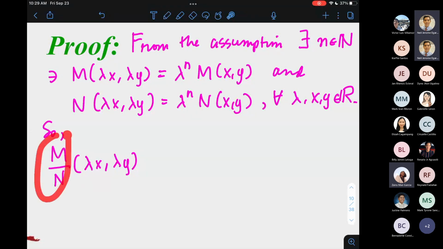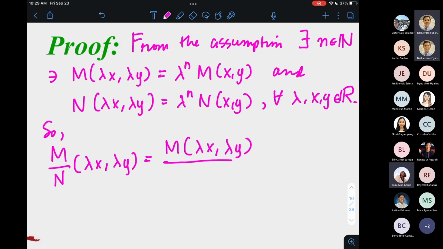So, kay m over n, lahat ng x's papalitan ko ng lambda x, lahat ng y's papalitan ko ng lambda y. By definition of the function m over n, this is simply the ratio of m of lambda x, comma lambda y, over n of lambda x, lambda y. Yan yung definition ng quotient ng dalawang functions.